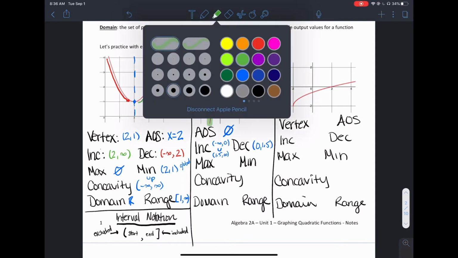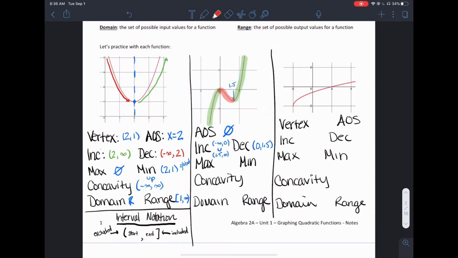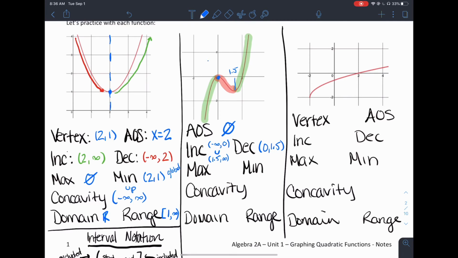Just in that middle range, right? It decreases there. We have a local maximum, right? Let's denote these on the graph. 0, 0 is a local max. And let's call this 1.5, negative 1.5. We're estimating a little bit. It is a local min.